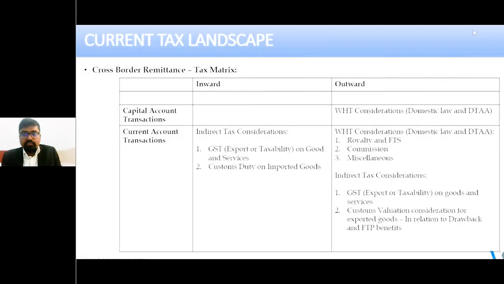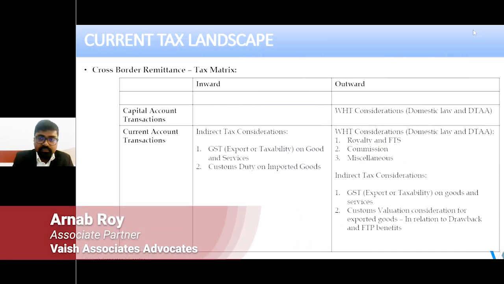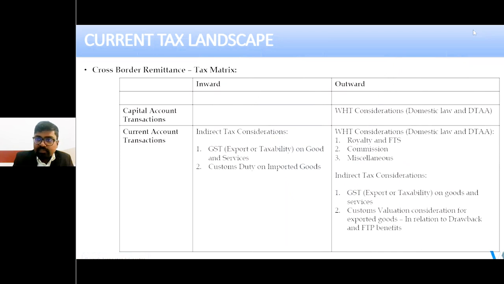So as you can see, I'm not going to get into what is a capital account transaction and what is a current account transaction. But as you can see, every transaction where it has a FEMA or exchange control aspect, it also has a tax consideration, be it under direct tax or indirect tax.